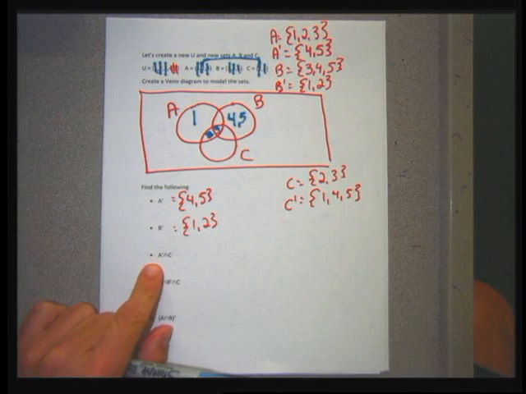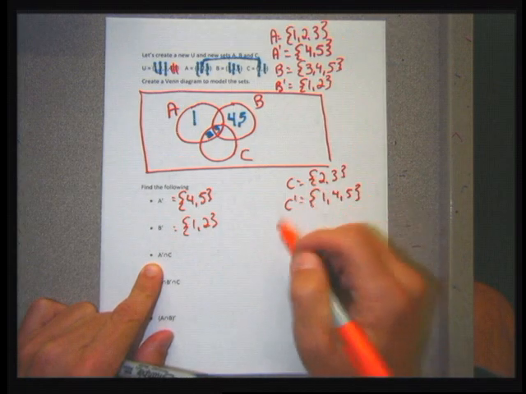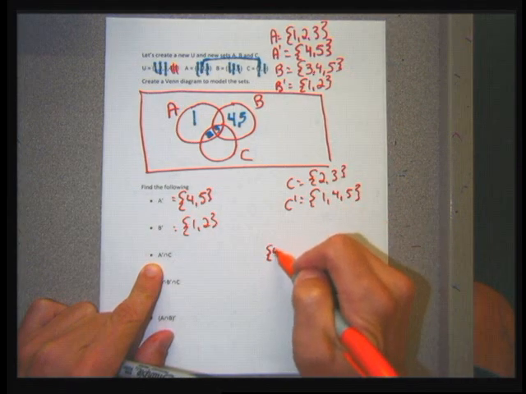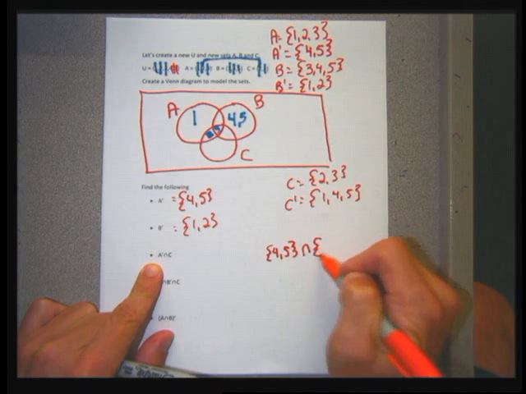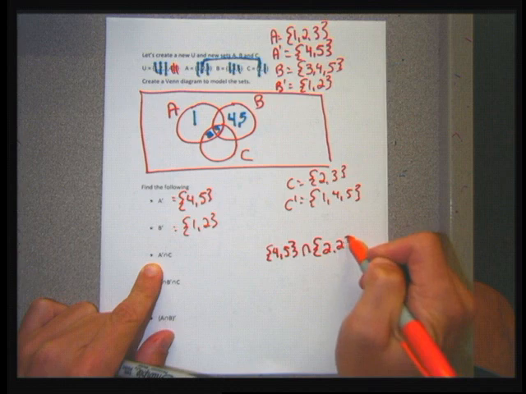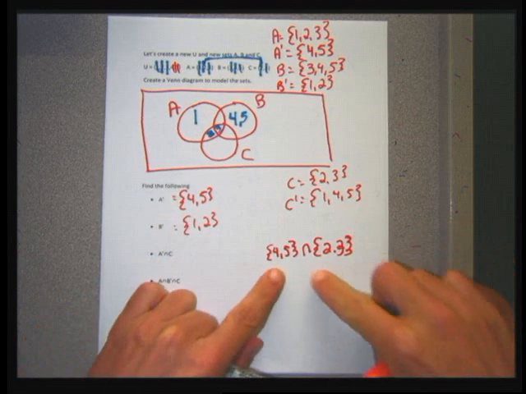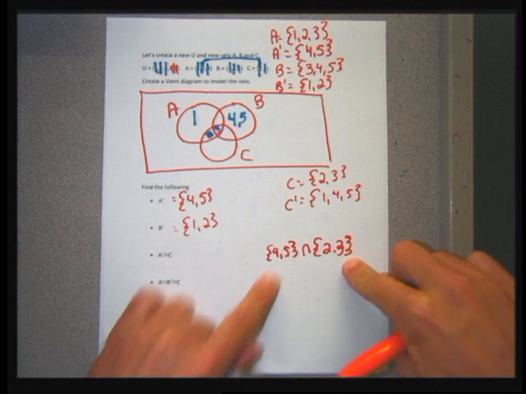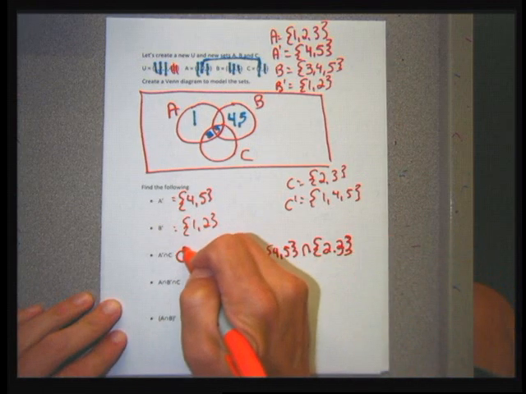I'm asked here to do A prime intersection C. So I'll write down what A prime is. A prime is the set 4, 5. If I want to intersect that with C, C is the set 2, 3. Intersects what they have in common. There's nothing in common between those sets. So the answer to this intersection is the empty set because there's nothing in common.